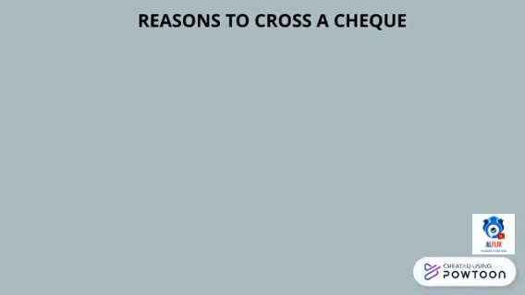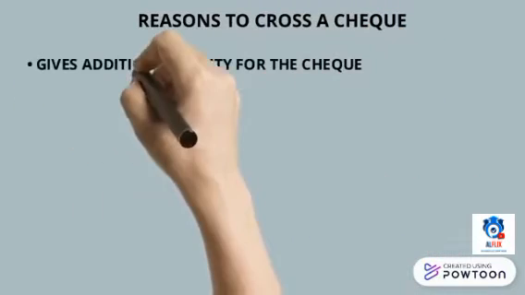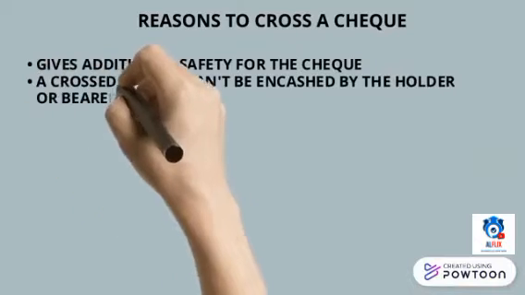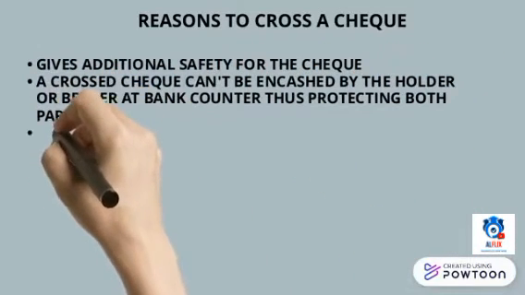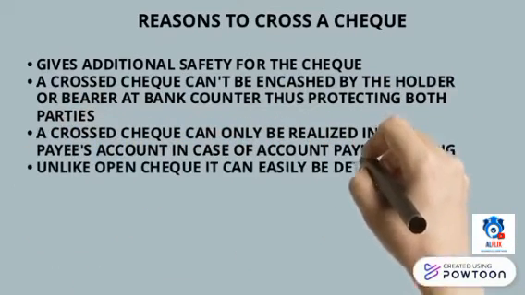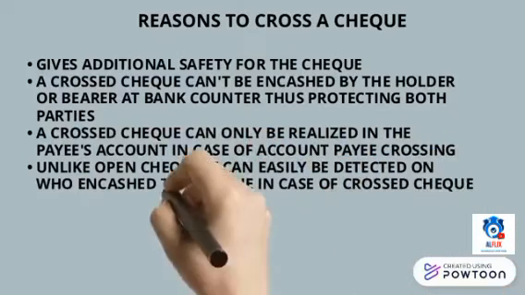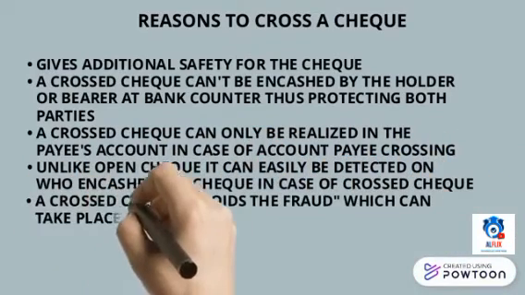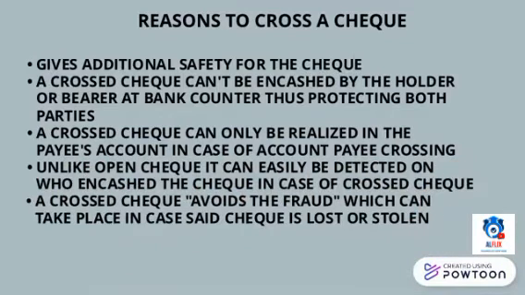Reasons for crossing a check. This gives additional safety for the check. A cross check cannot be encashed by the holder or bearer at the bank counter, thus protecting both parties. A cross check can only be realized in the payee's account in case of account payee crossing. Unlike an open check, it can easily be detected who encashed the check in case of a cross check. A cross check avoids the fraud which can take place in case the check is lost or stolen.